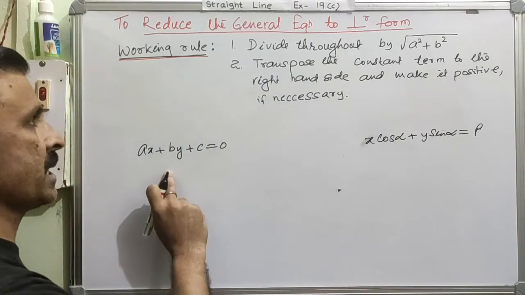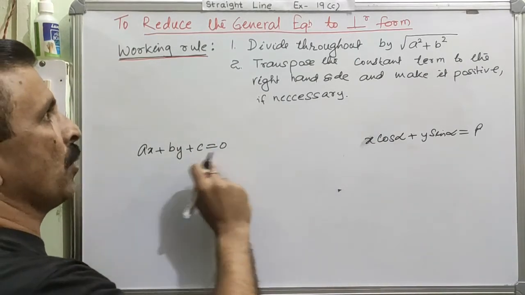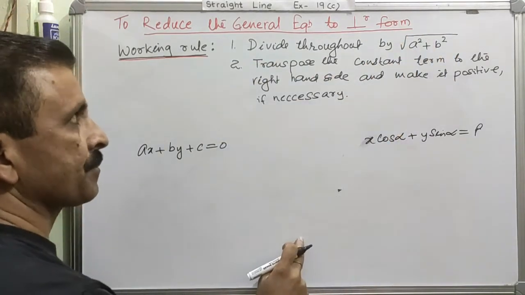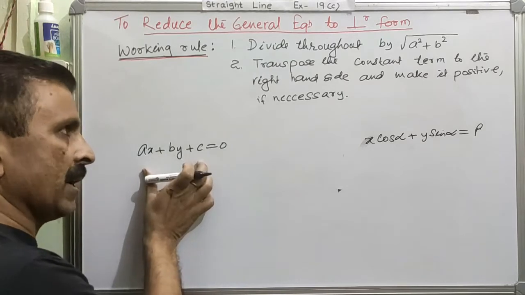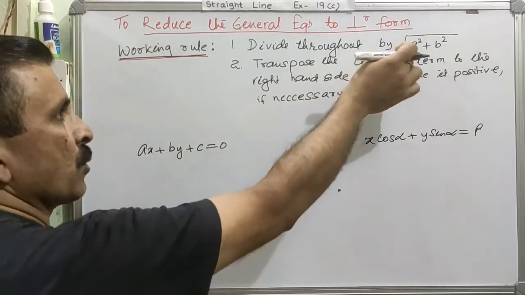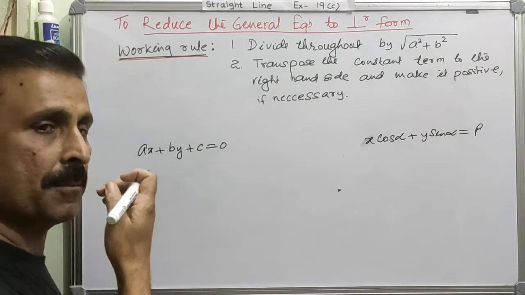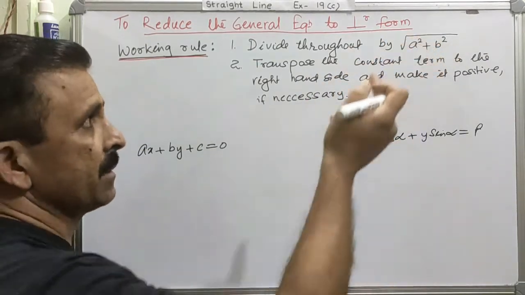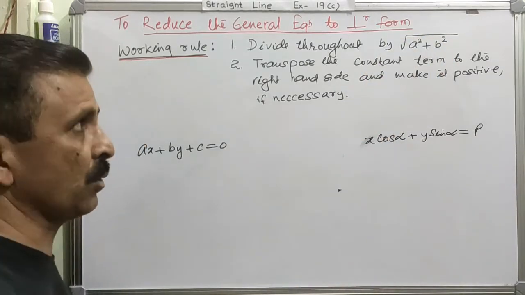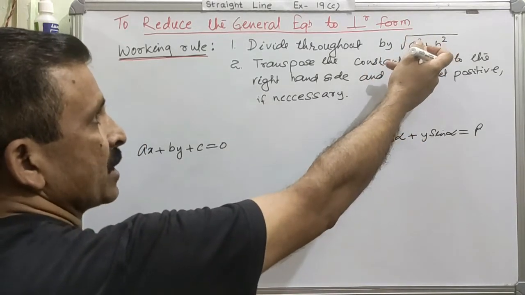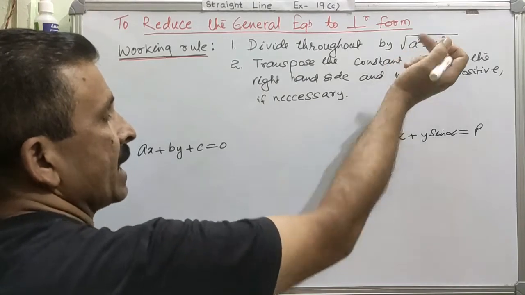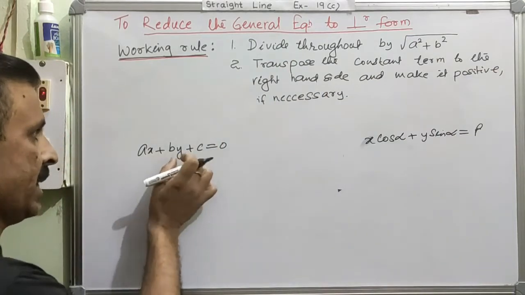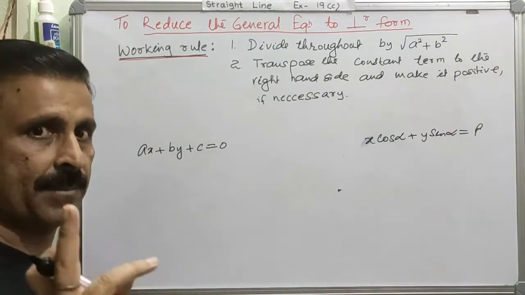So what are we going to do with this equation is we are going to divide throughout by root over a square plus b square. Each and every term of this general form is going to be divided by the root of a square plus b square, where you know what is a and what is b. A is the coefficient of x and b is the coefficient of y. So we need to take the sum of the squares of the coefficients of x and y, and then find the square root. Whatever term you get, with that you have to divide each term. That is step number 1.